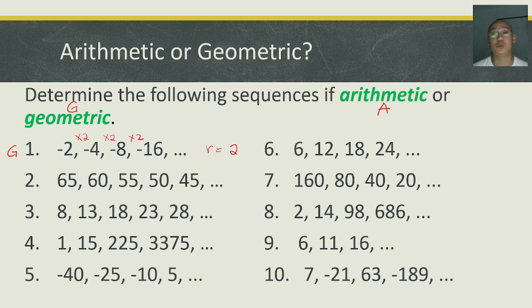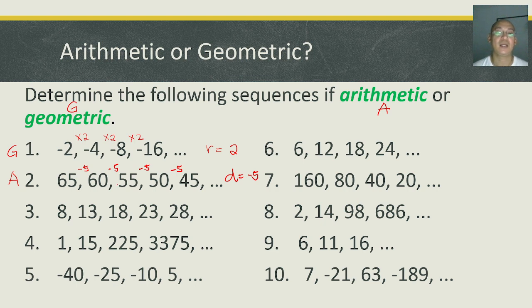Number 2: 65, 60, 55, 50, 45, and so on. By observing, we are subtracting 5 on each and every term. Then we have this common difference of negative 5. And since we are subtracting, therefore, the sequence for number 2 is an arithmetic sequence.